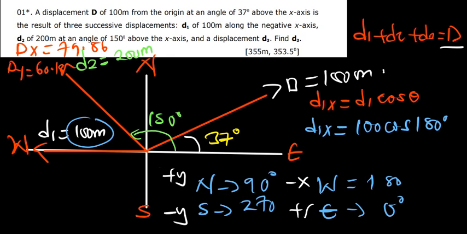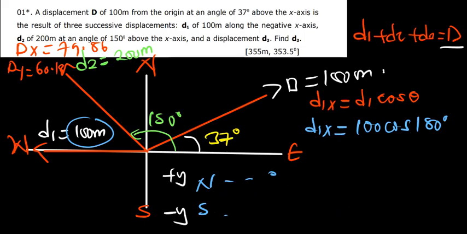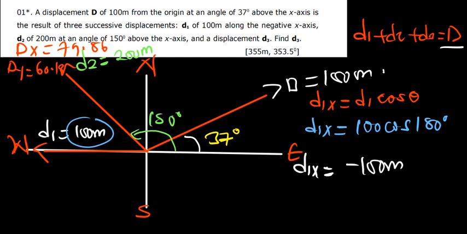Okay? So now, I'm going to resolve D1. Let's go back now. We are resolving D1 into its x and y component. So I'm going to say dx is equal to, I have got 100 cos 180. That is negative 100. Okay, that is the x component of vector D1.